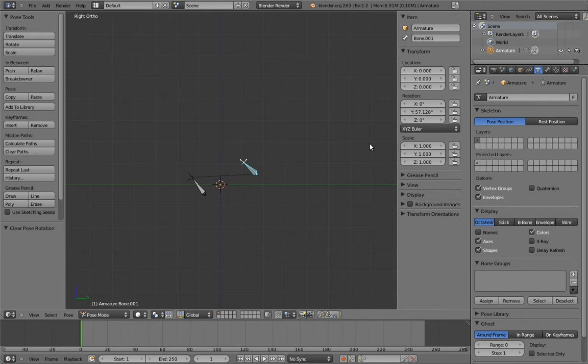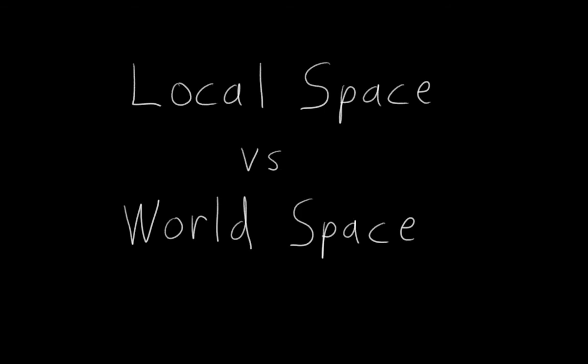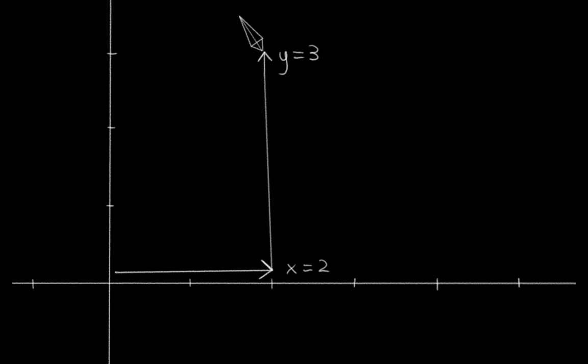These oriented axes, with their custom zeroed out positions, are called the local space of the bone. You may have noticed me using that term before, and it is in contrast to something called world space, or sometimes also called global space. World space is the overall space of the scene that everything exists in. If we have a bone floating in the scene somewhere, its world space translation might be something like x equals 2 and y equals 3. That is the absolute translation coordinates of the bone in the scene.